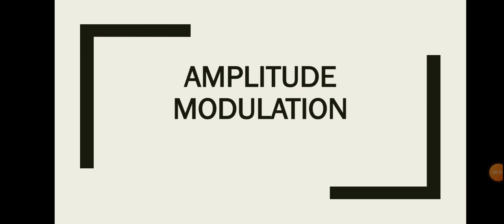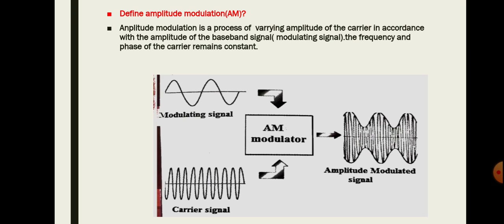In this session, we will discuss amplitude modulation. Let us see what is the definition of amplitude modulation. Amplitude modulation is a process of varying amplitude of the carrier in accordance with the amplitude of the baseband signal. See, baseband signal is also called a modulating signal. And in the case of amplitude modulation, frequency and phase of the carrier remains constant.